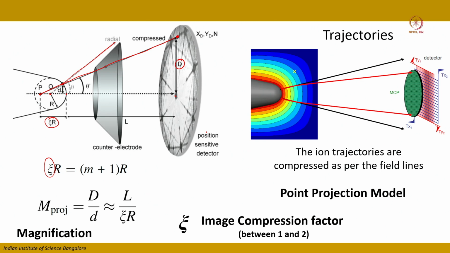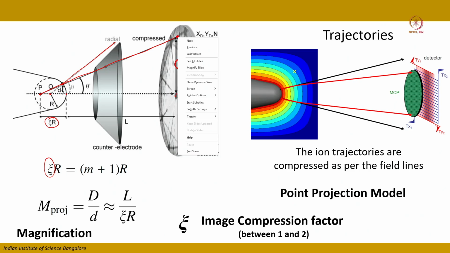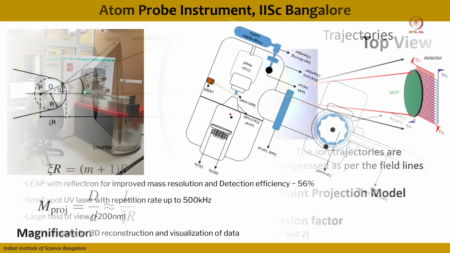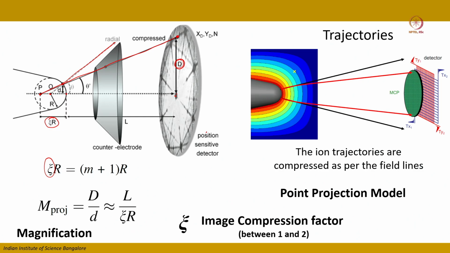Okay, if you see the distance d from the tip axis to the detector hit, and the small d, which is the distance from the tip surface to the projected two-dimensional plane of that particular atom on that plane, by the triangular symmetry you can assume that the m projection is related to d by d = L/(xi r), where xi is called the image compression factor, which is between 1 and 2. 1 is due to the radial projection and 2 is when we consider a stereographic projection.